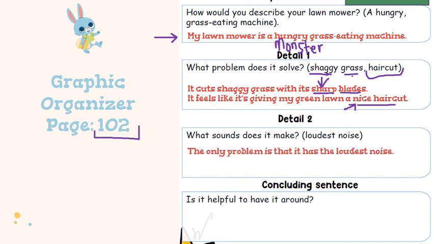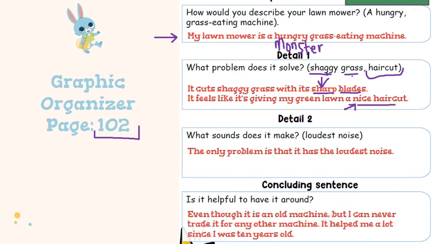What sounds does it make? You can say the only problem is that it has the loudest noise I have ever heard, for example. Is it helpful to have it around? You can say this is the ending or the concluding sentence. Even though it is an old machine, I can never trade it for any other machine. It has helped me a lot since I was 10 years old, for example. You can have your own concluding sentence just to tell me if it's helpful. You cannot say, for example, yes, it is helpful. No, I don't want your direct answer. I want you to use your imagination. I want you to be creative.